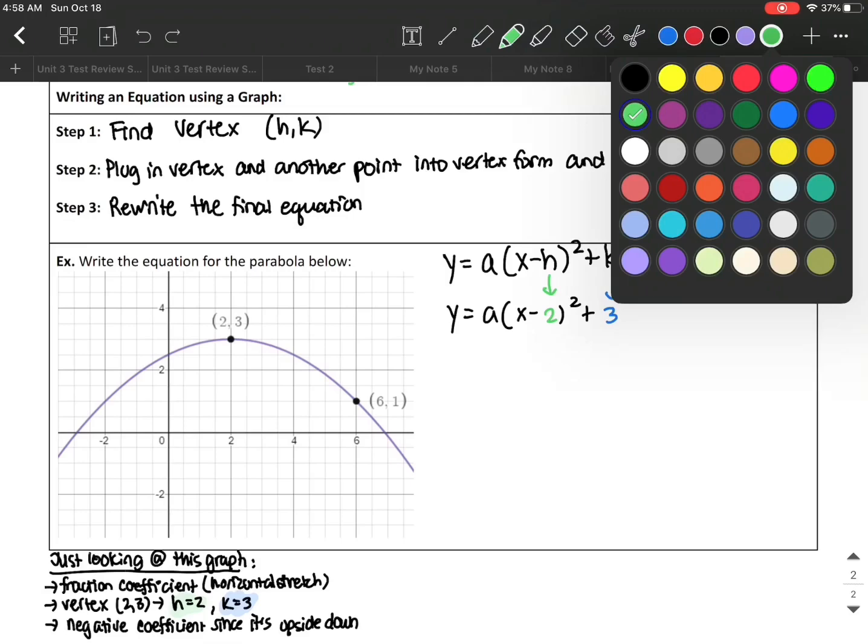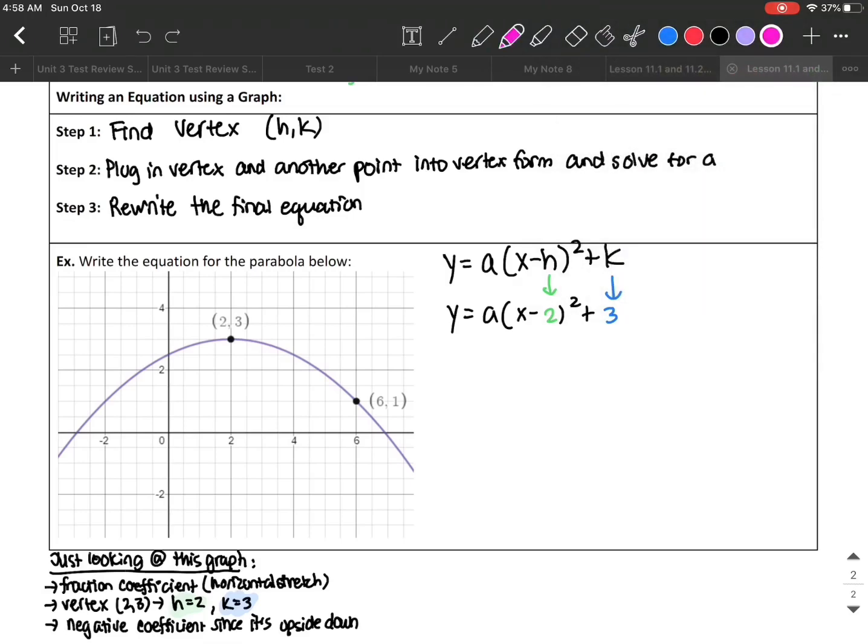And the way that I can do that is, well, I know an x and y pair that goes together. So I know that when x is equal to 6, y is going to be equal to 1. So I can plug in this point into my equation to get rid of the other 2 variables, so I'm just left with a to solve for. So x, I'm going to make 6, y, I'm going to make 1. I have 1 is equal to a times 6 minus 2 squared plus 3, and then I'm just going to simplify and solve. So I have 1 equals a times 4 squared plus 3. 4 squared is 16, so I have 16a plus 3 is equal to 1.